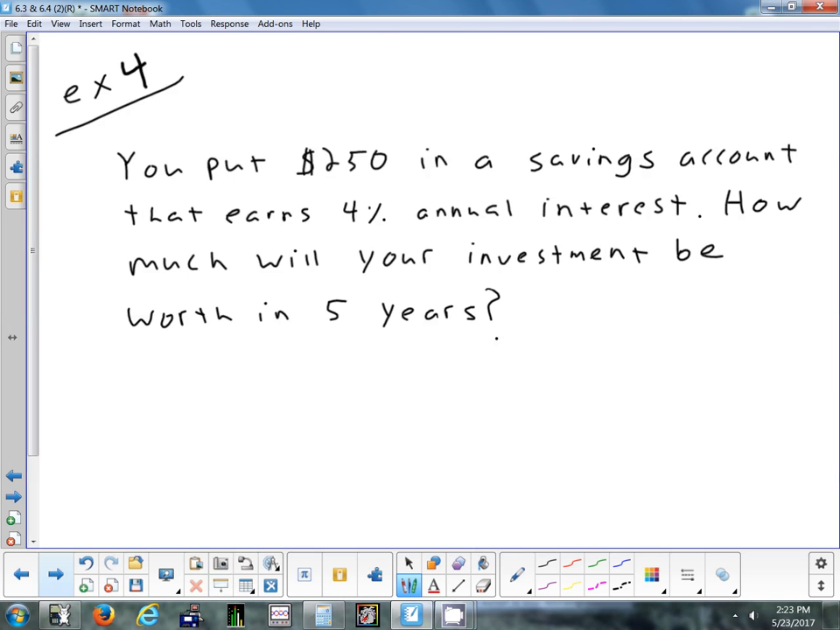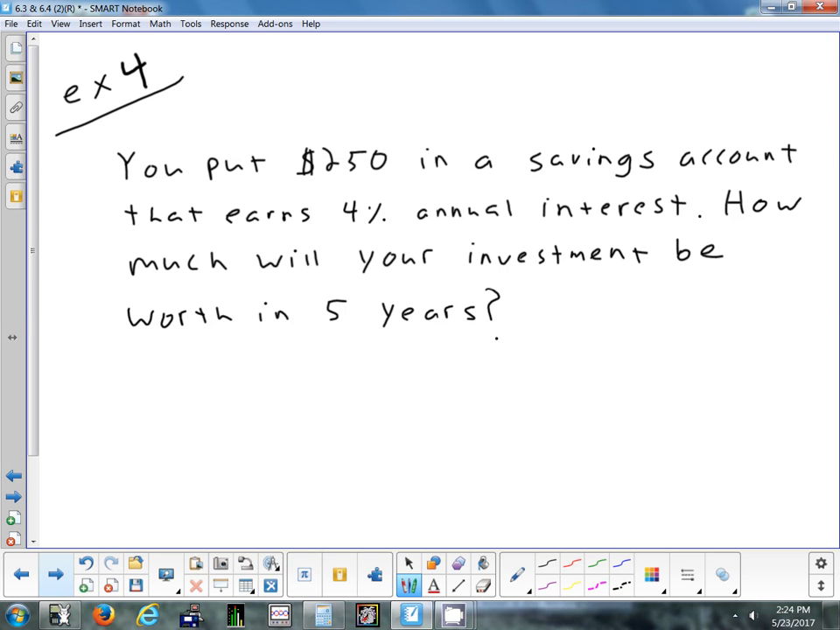All right, so example 4. Okay, you're putting $250 in a savings account. It earns 4% interest. How much will your investment be worth in 5 years? Aiden, tell me how to set that up. How should I set it up?